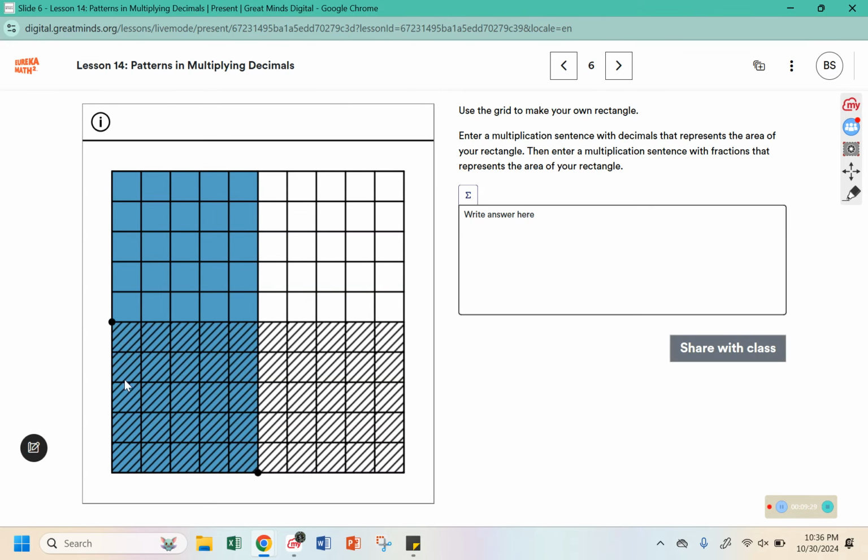If I have 1, 2, 3, 4, 5 out of 10, that would be the same as 5/10 and 5/10, which is 5, 10, 15, 20, 25 out of 100. Well, 25 hundredths would be written as 0.25.